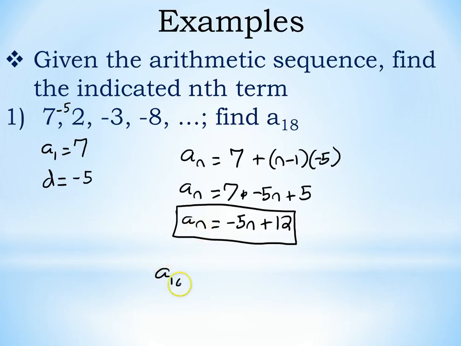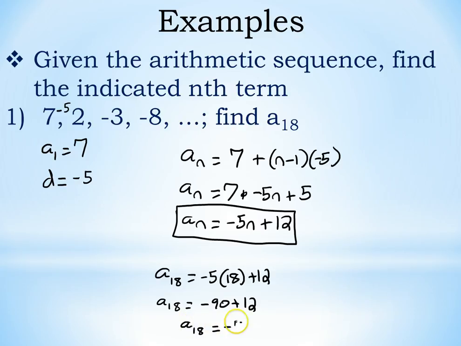So all we have to do is just replace n with 18. So we do negative 5 times 18, which is negative 90. And negative 90 plus 12 is going to be negative 78. So for these problems, you're already comfortable with writing the equation. After you write the equation, even more basic, you're plugging in the given n value to find whatever you're looking for. Okay?